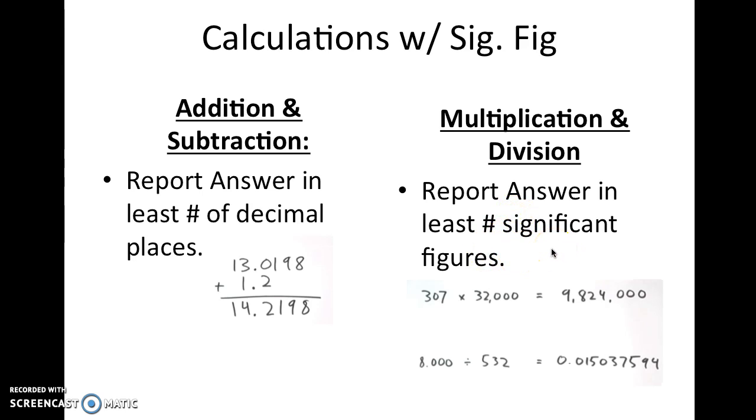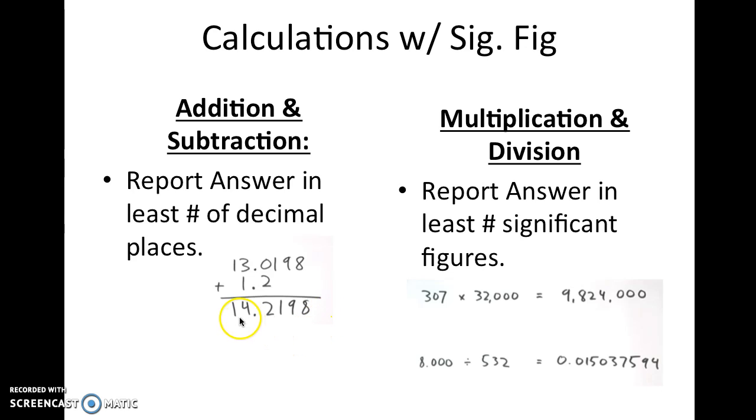So let's start with this example for addition and subtraction. We have 13.0198, and we're going to add to that 1.2. Notice in the first number on top, there are how many decimal places? 4, right? So this one has 4, and the number on the bottom has just 1 decimal place. So which one of these has the fewest number of decimal places? Yep, it's the one on the bottom, the 1.2.